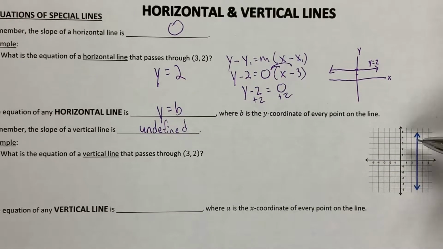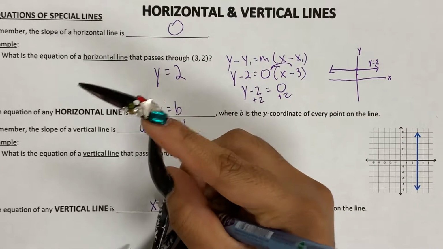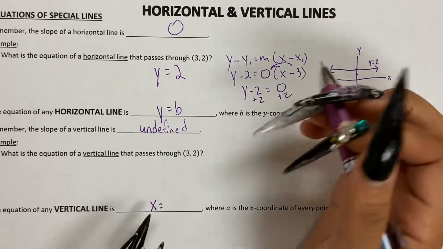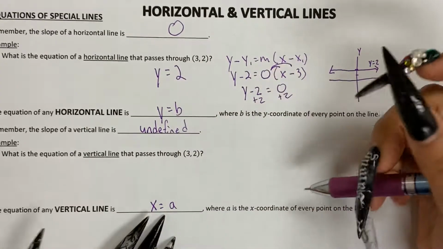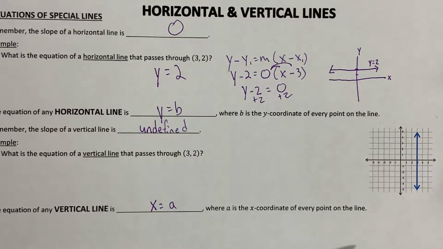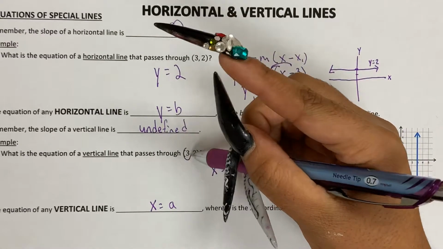So if I look at this graph, the equation of each vertical line is x equals a, where a is the x-coordinate of every point on the line. So this would be x equals, and the x value here is 3.